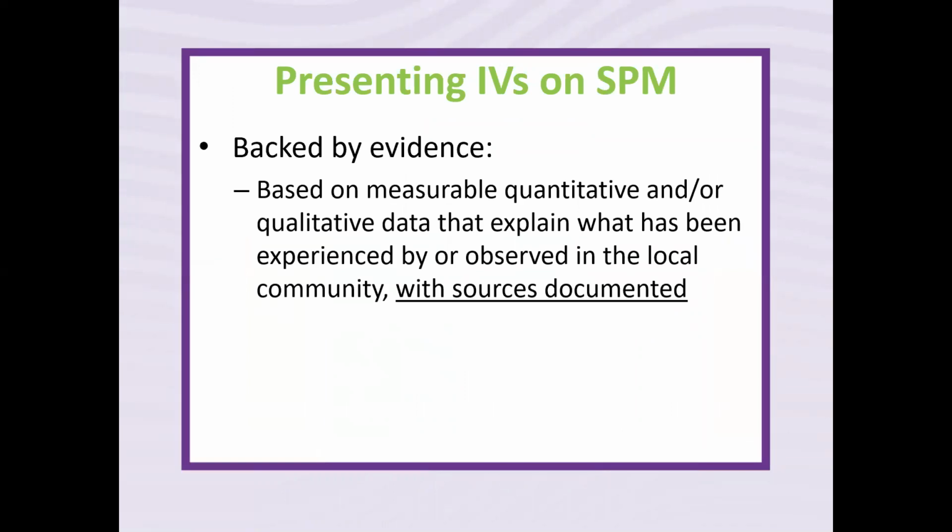So when you go to present the intervening variables on the strategic plan map, it's important that you document the evidence that backs your selection for your intervening variable. As we see here, again, it can be quantitative or qualitative data, but what matters is that the source of where you are drawing this evidence from is documented. So what we mean by this is you may list the survey name and the date, the research article, the focus groups, but you should put in parentheses some sort of indication of the name and date of the source that you are using.